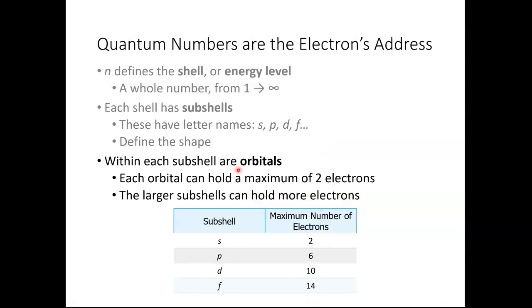Lastly, we have orbitals within those subshells. Each orbital can hold a maximum of 2 electrons, and the larger the subshell, the more electrons it can hold. For the S, there was only that one orbital. The P subshell had 3 orbitals, so it can hold 6. The D subshell had 5 orbitals, so the maximum number of electrons it can have is 10. The F subshell has 7 orbitals, and so the maximum number of electrons it can hold is 14, and so on.